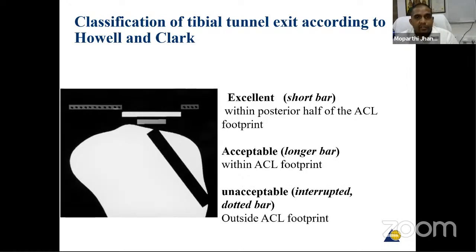There is a classification given by Howell and Clock based on the tibial tunnels. Here you can see the gray one, the white one. If your primary ACL reconstruction is done within this gray bar, that is the short bar, the posterior half of the ACL footprint, that is excellent. If it is done in the longer white bar, within the ACL footprint, it is acceptable. We can accept that. But if it is done too anteriorly or too posteriorly, that is in the PCL zone, it's not acceptable. Those ACLs will fail.